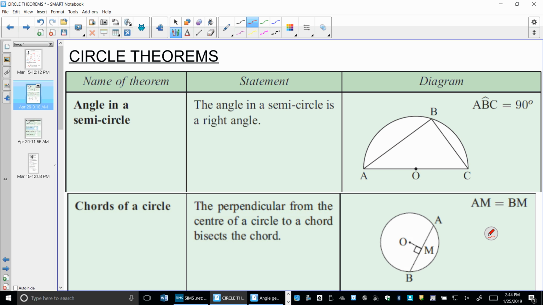So angle in a semicircle. It means that if we have a semicircle, the angle that is at the circumference will always be 90 degrees. So if I have drawn 2 lines like this, this would be 90 degrees. If I had drawn it here, I know that this would be 90 degrees. So if you've got an angle at the circumference that stems from the diameter, then that's going to be 90 degrees. Okay?